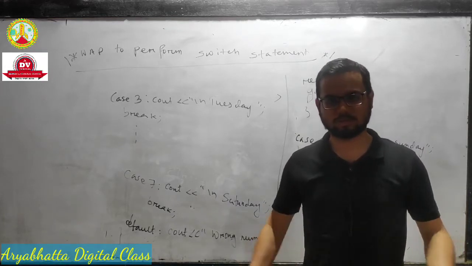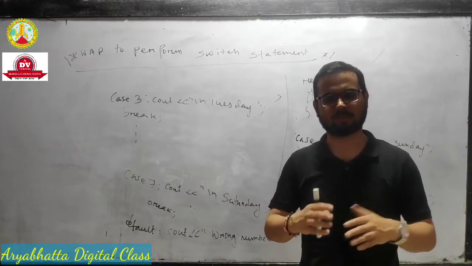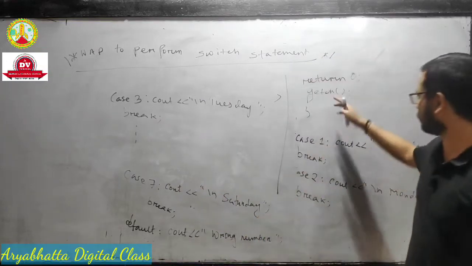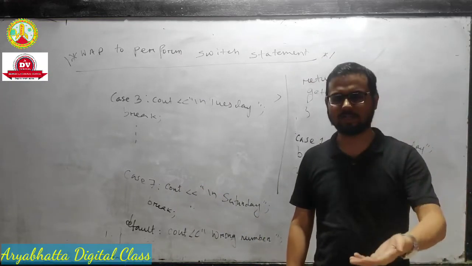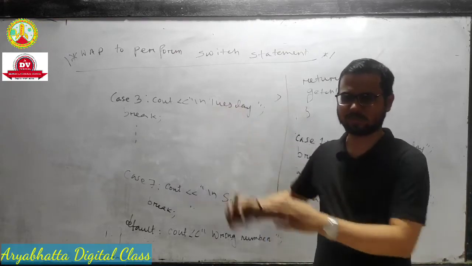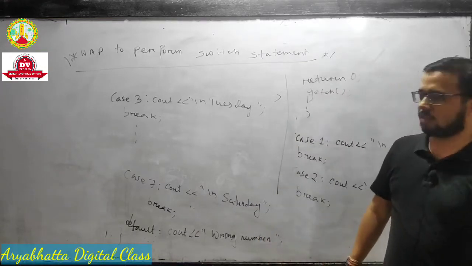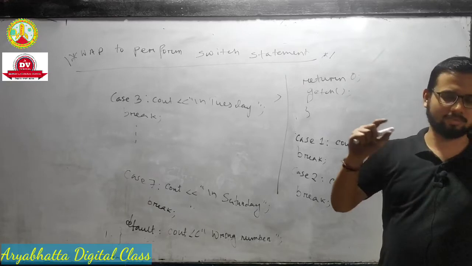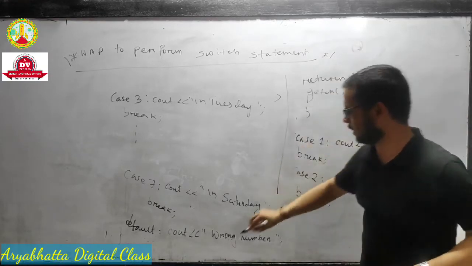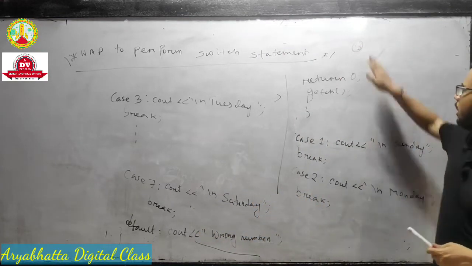7 days. We all know, from Sunday to Saturday or Monday to Sunday, whatever you take. If you take Sunday, then up to Saturday; if Monday, then we take up to Sunday. Here we take Sunday as case 1. Case 2 is Monday, case 3, and the last one is Saturday. We take 7 numerical values, 1 to 7. If you put 8, then your output will become a wrong number. Your output will come like this.